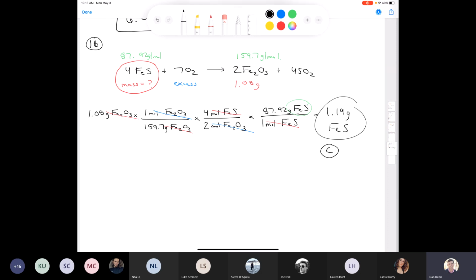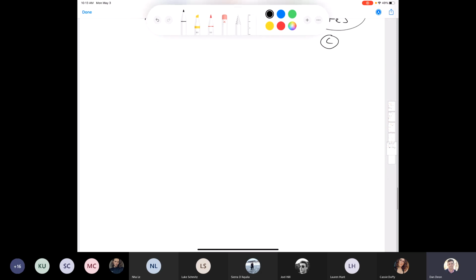The next question, number 17, deals with units of concentration. This is problem number 17. It says you have a 750 gram sample of drinking water, and it's found to contain 4.4 milligrams of lead. It wants us to determine the concentration of Pb in parts per million.